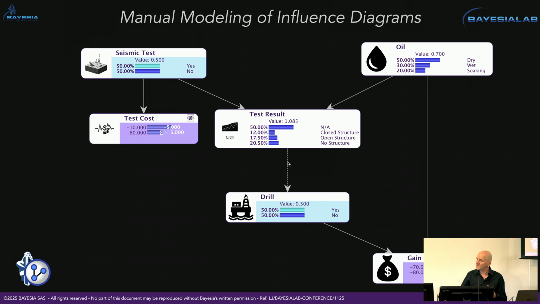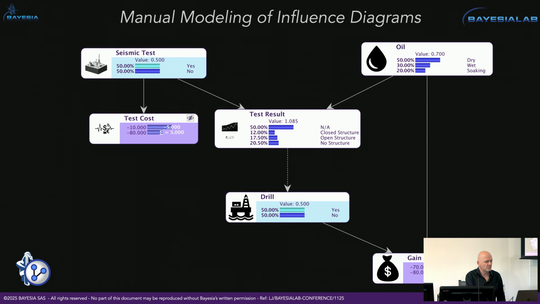Then, so we have seen basic Bayesian networks, we have seen dynamic Bayesian networks, and we can also design influence diagrams, right? These are Bayesian networks where you have, on top of them, utility nodes and decision nodes. So this is a very simple one where the Bayesian network at the end of the day is just made of 2 nodes here. And then you have 2 decision nodes, seismic test and drill, and 2 utilities, the cost for doing the test and the gain. So if you drill and if you have oil, then you're going to be rich. Otherwise, you're going to lose money.